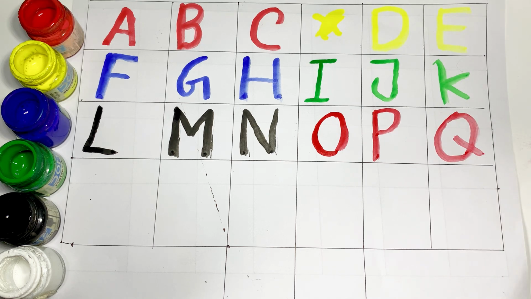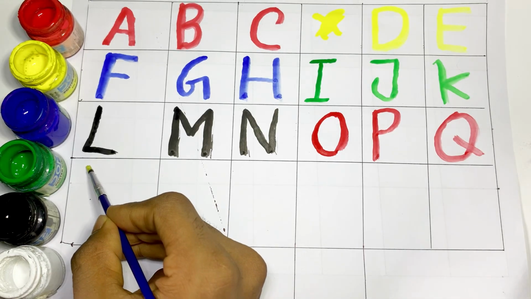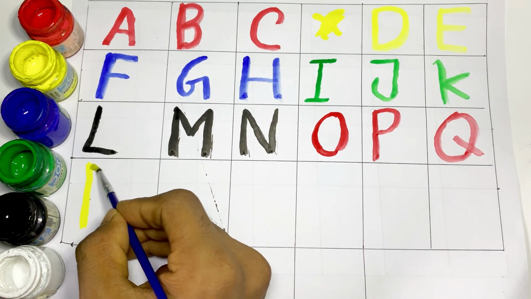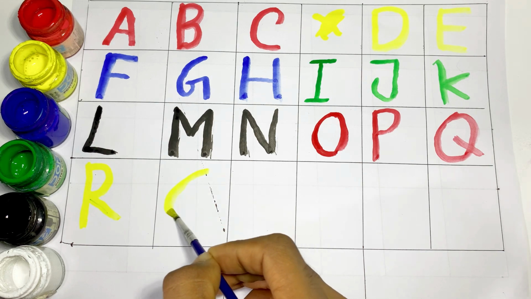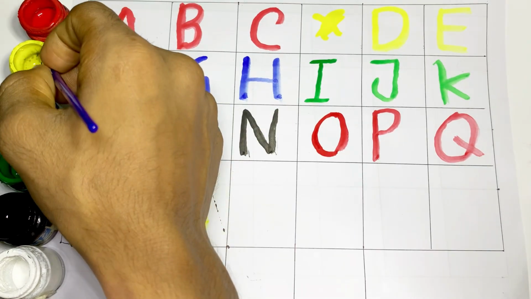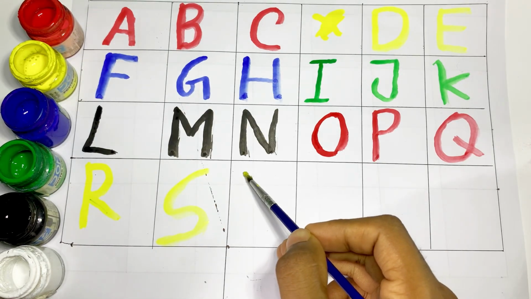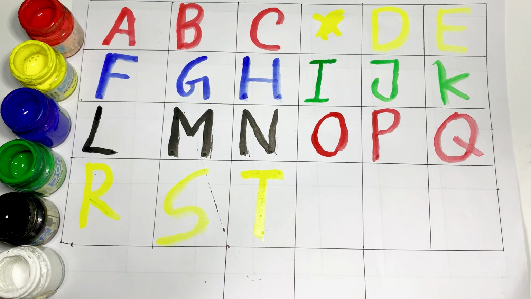Kids, next R. R for rose, R for rice. And use yellow color. S. S for sun, S for snake. Kids, again use yellow color and draw T. T for teacher, T for tiger.